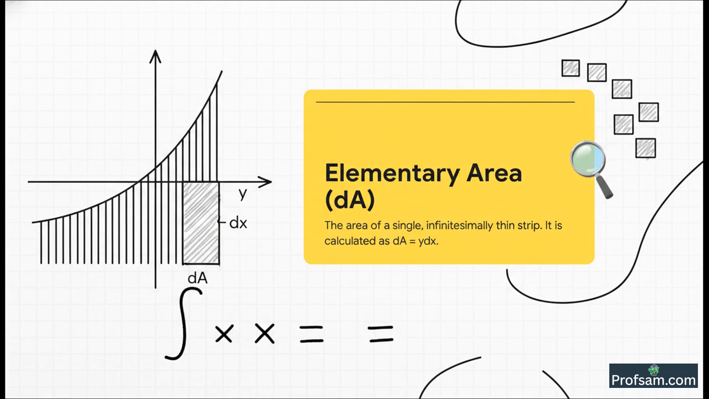Each one of these tiny rectangular slices has a proper name. We call it an elementary area, or just dA for short. So what's its area? It's a rectangle, so it's just height times width. The height is simply the y value of the curve at that point. And the width, since it's an incredibly small change along the x-axis, we call it dx. So the formula is simple. dA equals y times dx.